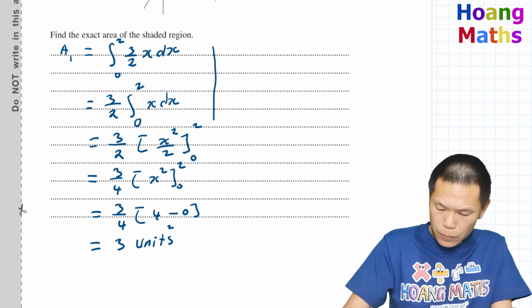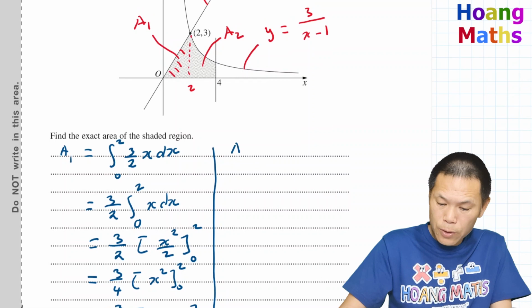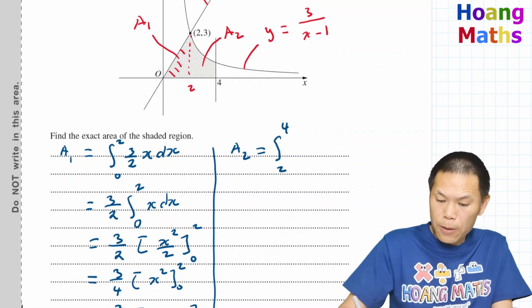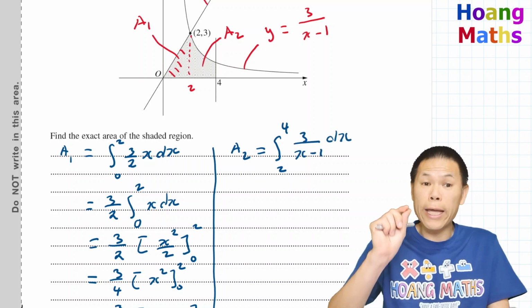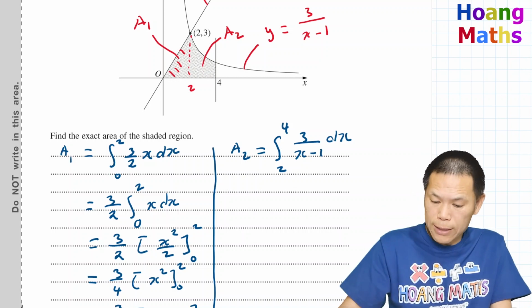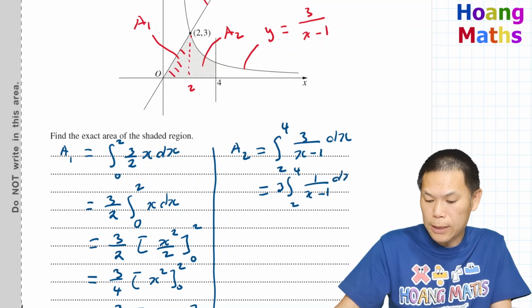So A2, let me just write here. A2 is this function from 2 to 4, and the function is 3 over x minus 1 dx. So I can take the 3 out, and that becomes like this, integrate from 2 to 4, 3 out, so 1 over x minus 1 dx.